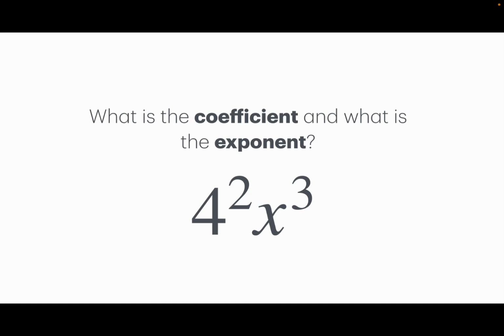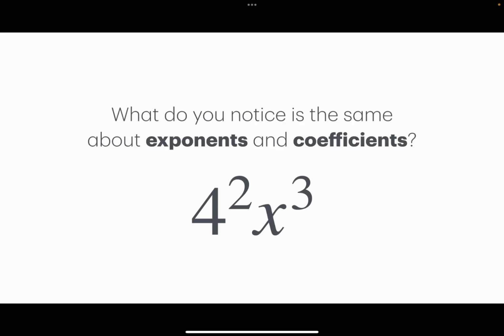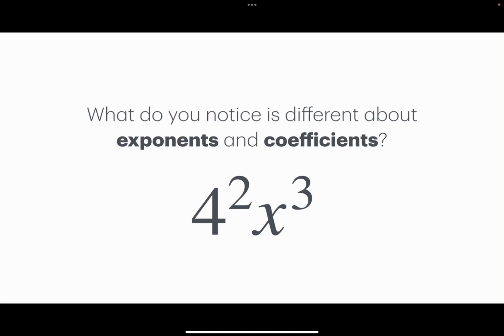Yep, I hope that you said the coefficient is the 4 and that 2 and 3 are the two exponents in this term. So what is it that you notice are the same between exponents and coefficients? And what do you notice are some of the differences between exponents and coefficients? All right, we'll discuss that again at the end. So let's go through this.